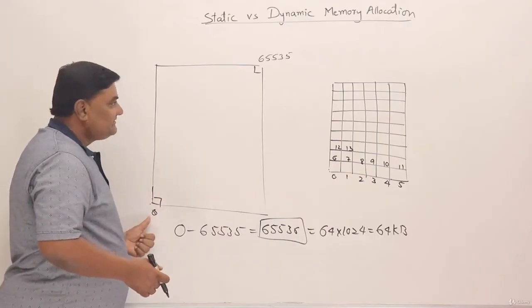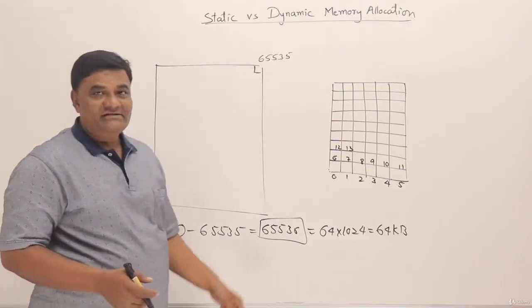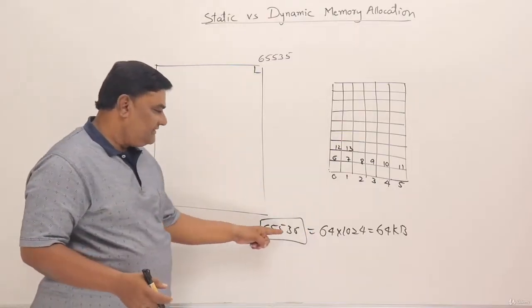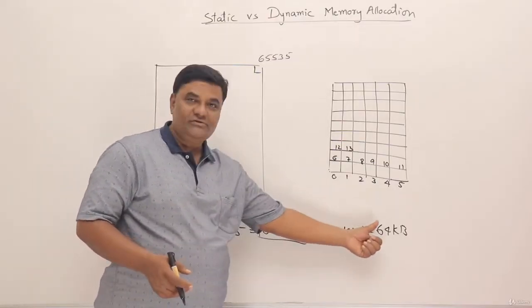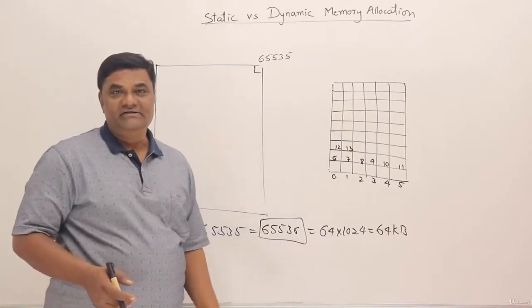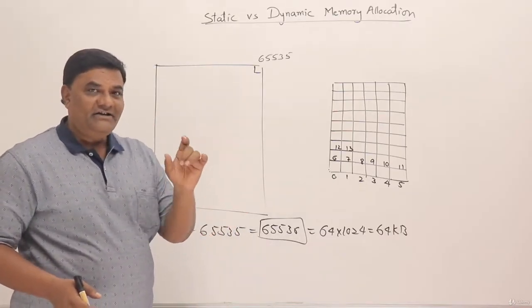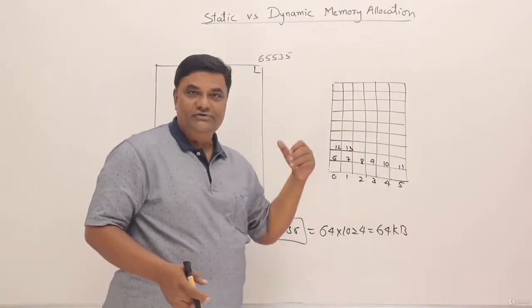So the first address is 0 and the last address is 65535. So total 65536, that is 64 into 1024, so it is 64 kilobytes. So this main memory is of 64 kilobytes. Every byte has its address, like how I have shown you here.